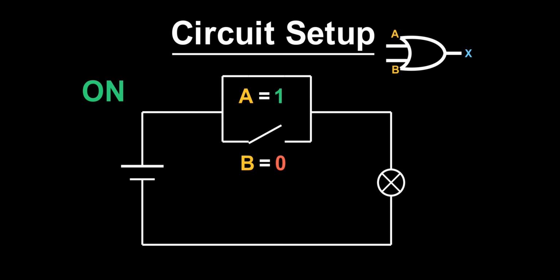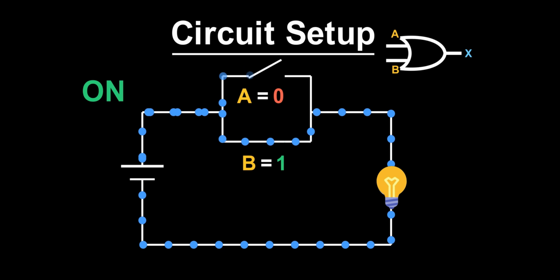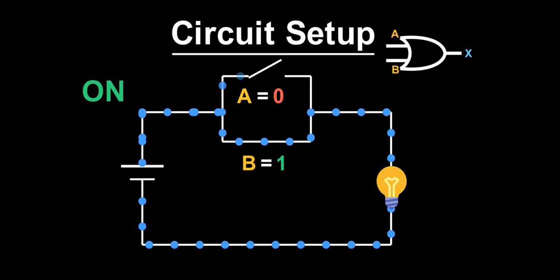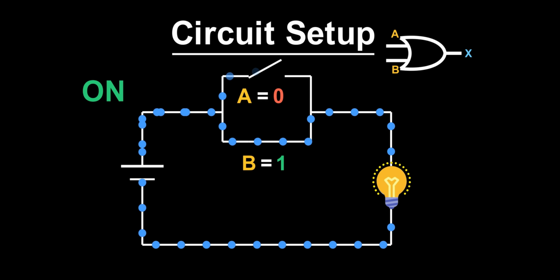You can flip the logic around. If you close B, B is equal to 1 and A is equal to 0, current will actually flow through B, and the light bulb will still be on because one of those switches is on.